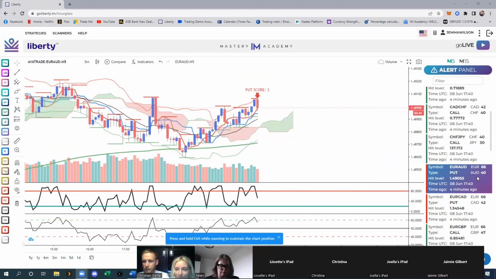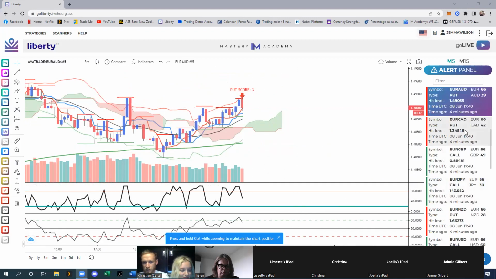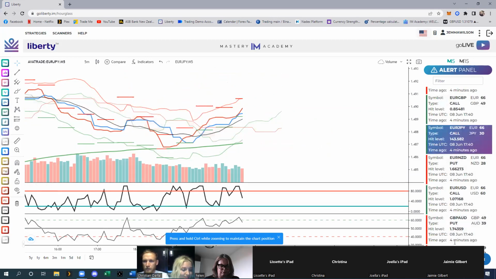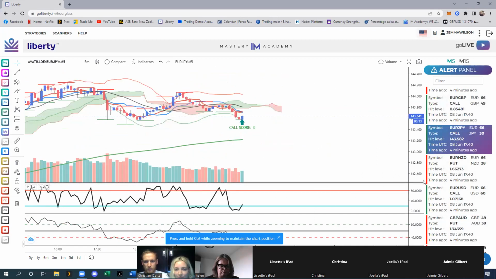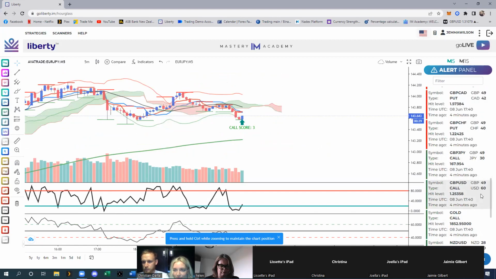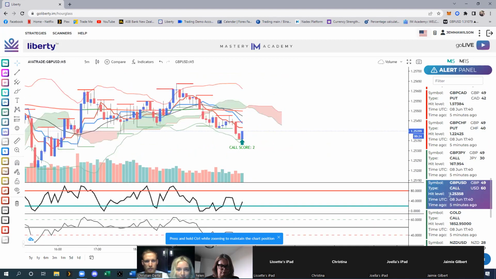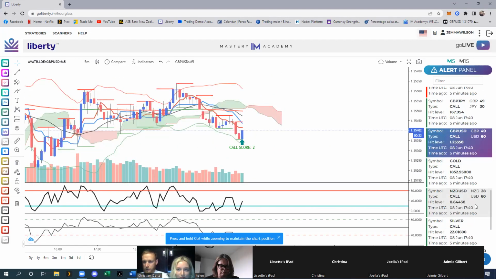Okay. Euro AUD. Could be, that's not quite oversold yet. Euro JPY. Just been on that. Could go for a put on this, possibly, not a huge spread, but not yet.